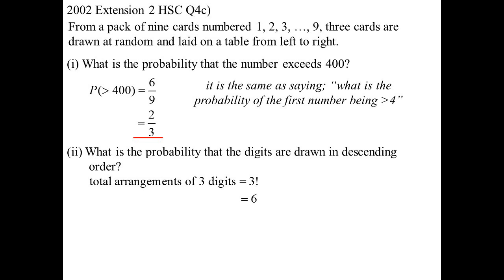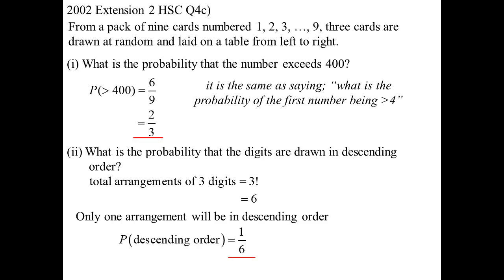Just say you drew the numbers, I don't know, 3, 4, 5. Can someone please arrange those digits in descending order for me? So 3, 4, 5. Anyone want to put it in descending order? 5, 4, 3. Okay, there's one way of doing it. Can anyone tell me another way of doing it? No, there's only one. Therefore, the probability of them being in descending order is 1 in 6. There's 6 ways I can get 3 digits, and only one of those ways they'll be in descending order. So probability of 1 in 6.